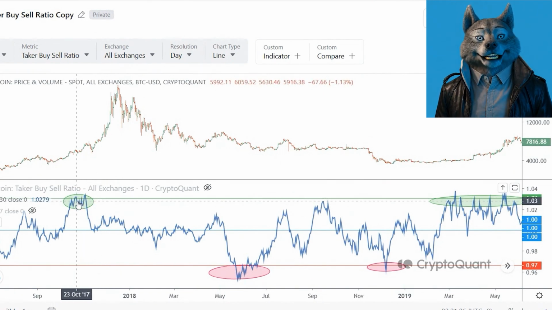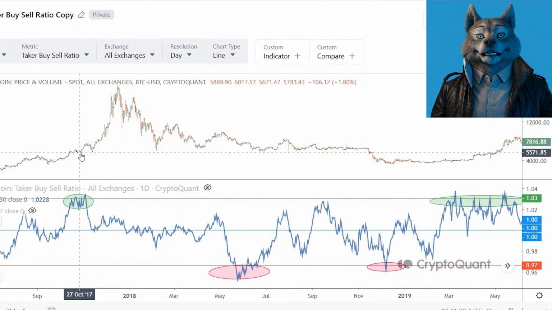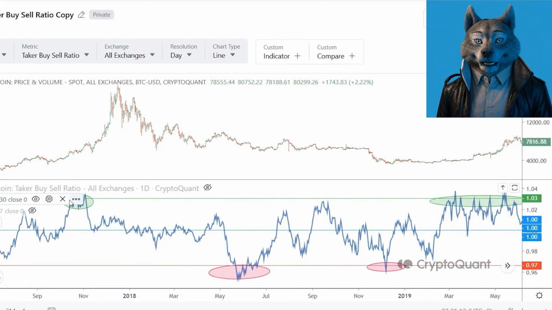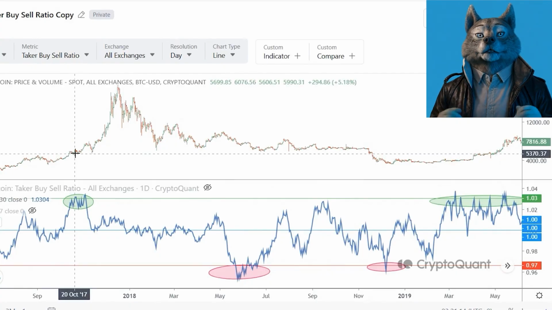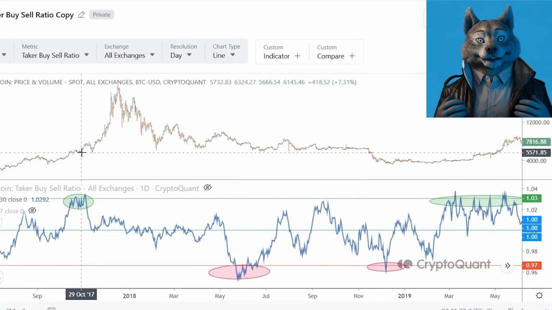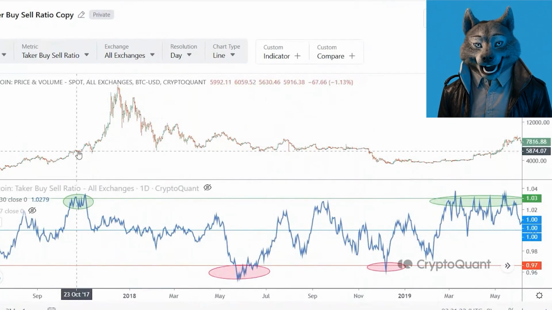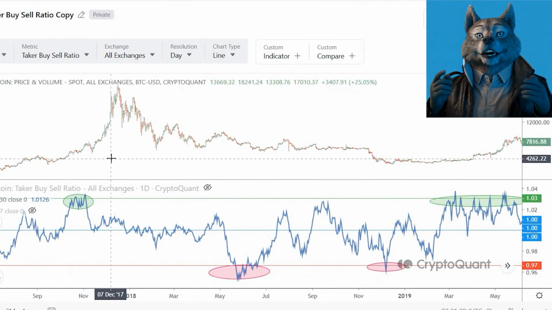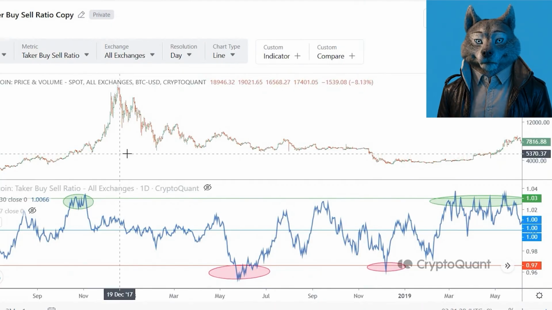So first, I'm going to show moments when this indicator reached the 1.03 point since 2017. We can see that in October 2017, when the price of Bitcoin was around $5,000, this indicator reached the value of 1.03, which I'm marking here as a buy entry point. And right after that, the price of Bitcoin went through a very strong rally, which was the last rally of the 2017 bull cycle, where it got close to $20,000.